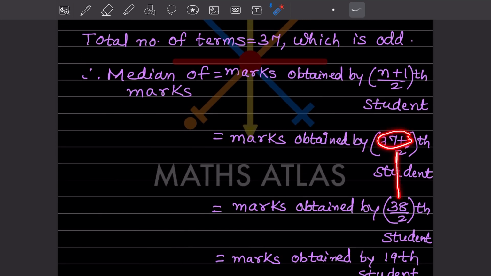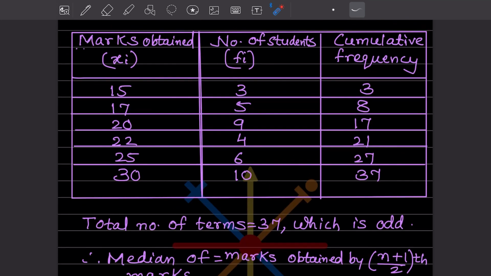37 plus 1, that is going to be 38. This is same as this. Here that will be now 2 ones are 2, 19s are... So marks obtained by 19th student, that is what? See here.